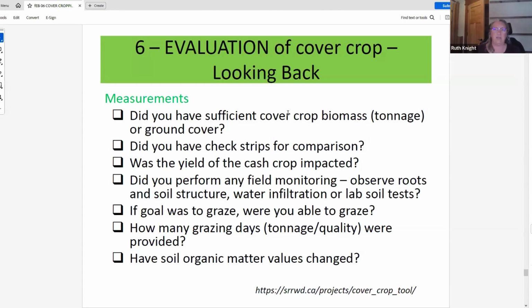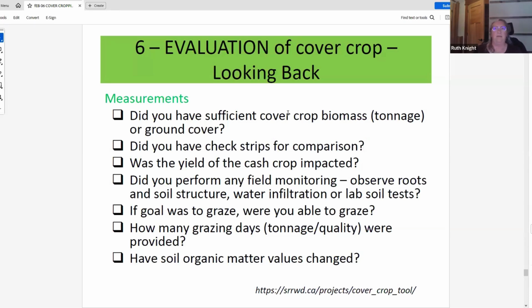Are you doing a check strip for comparison? Andy gave some really good advice to John last week: don't bet the whole farm on it. And John, in his wisdom, is saying he's doing it as a trial. That's always good to see. And doing a check strip, you have it right there in your context to be able to compare.